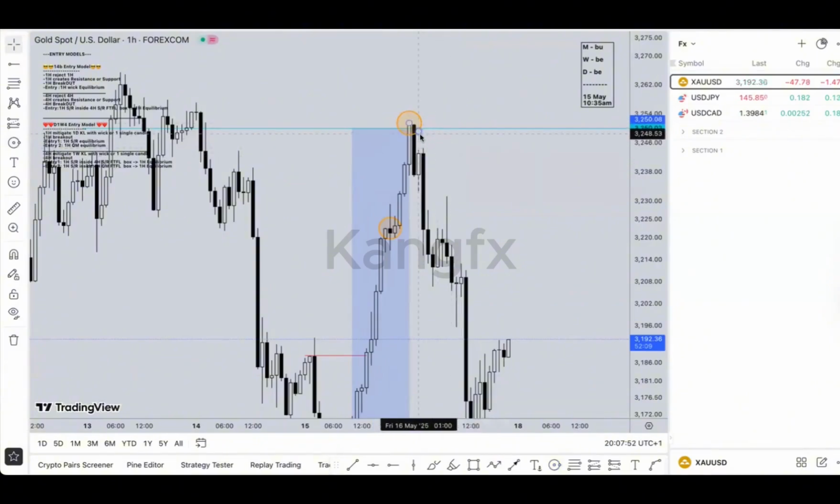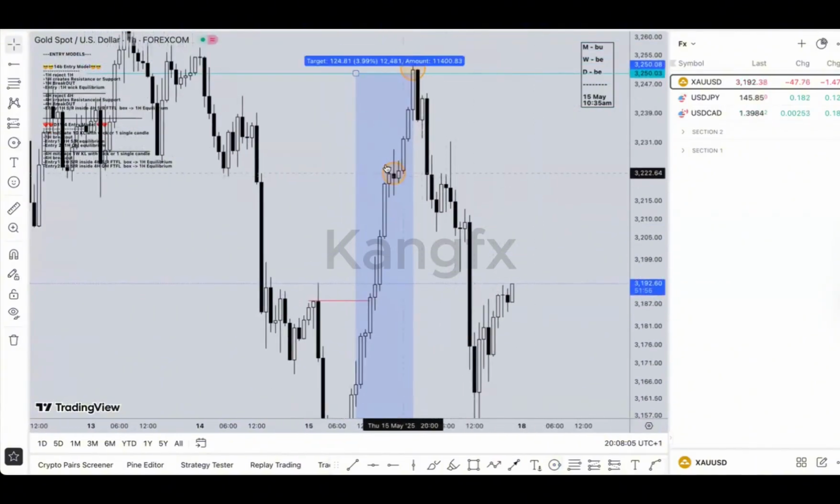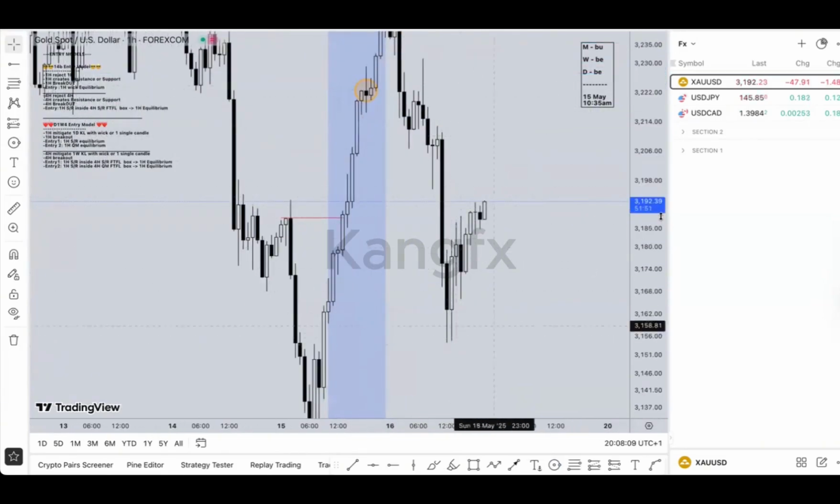Which entry model is this? This is D1W4. This is not 14B entry model. This is D1W4 entry model. And this one corresponds with our storyline. What did we do? We went all in. Here you go all in, because you know what is getting to your TP.